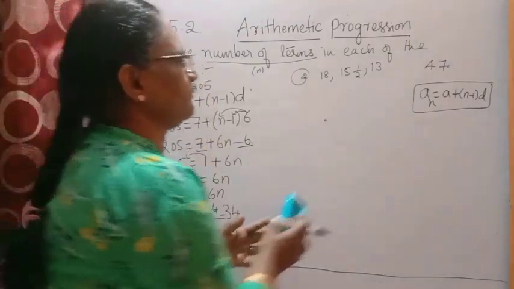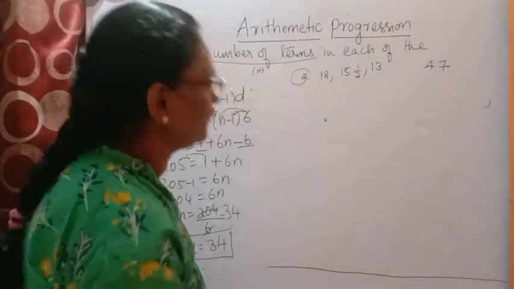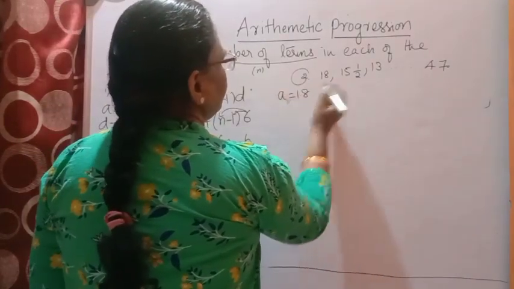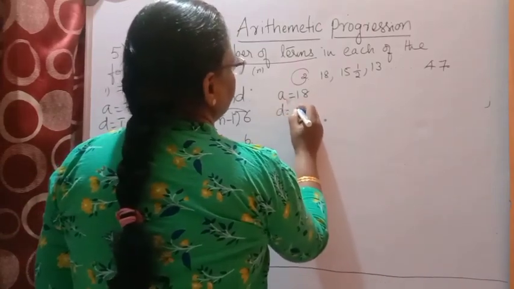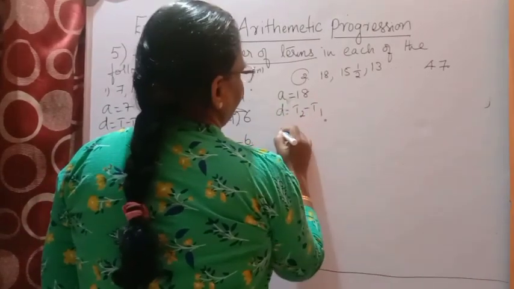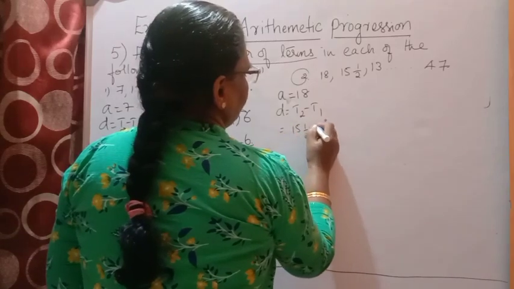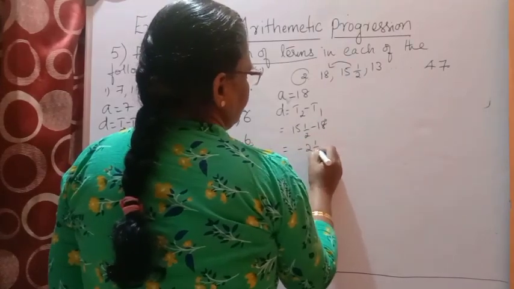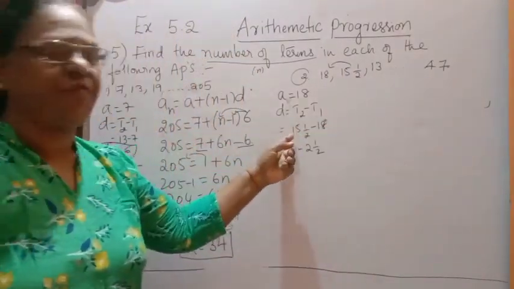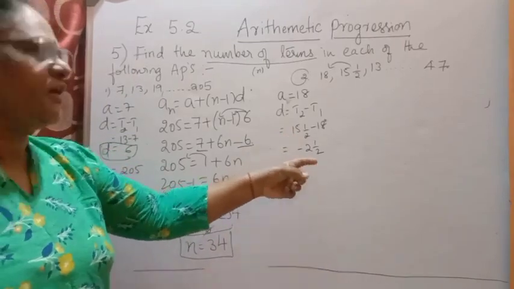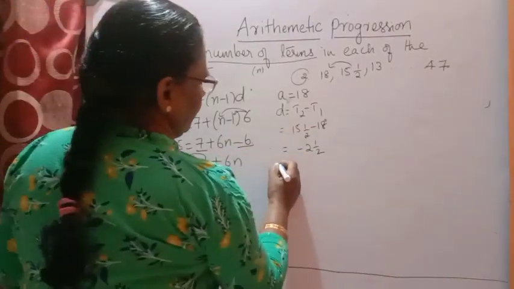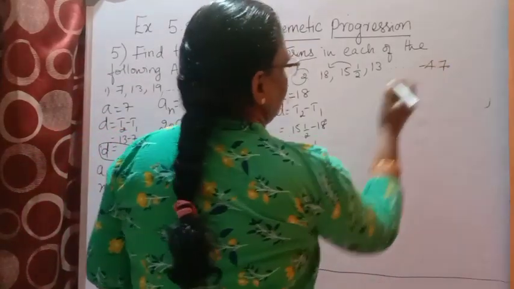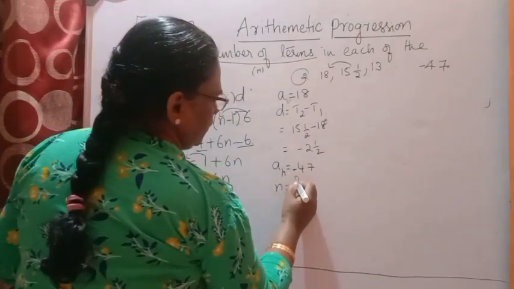Similarly, we will take up this problem also. Here a is equal to 18, d is equal to t2 minus t1, that is 15 and a half minus 18. This minus this, you will get a negative number, minus 2 and a half. From 18 minus 15 and a half, how much will you get? 2 and a half. Is it not? Put the bigger number's sign. So an is given, 47, minus 47 it is. It is minus 47. n is equal to question mark.